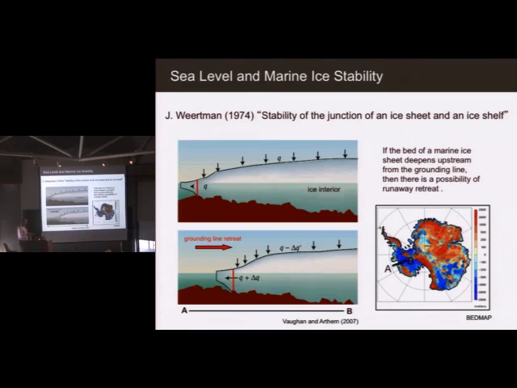So let's step back and look at this historically for a bit. This is probably the most famous of all early papers in ice sheet modeling. And I should say here, I'm really focusing on marine ice sheet stability. So I'm going to be talking about the West Antarctic ice sheet. That is, these are ice sheets in which the bedrock is below present sea level. If the ice sheet wasn't there, you'd have ocean. Okay?